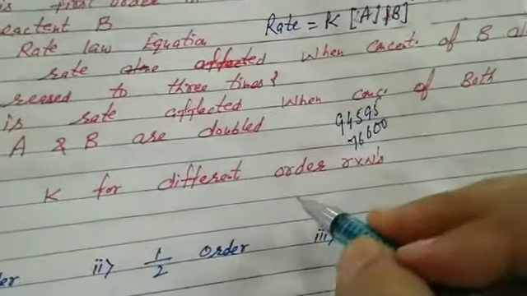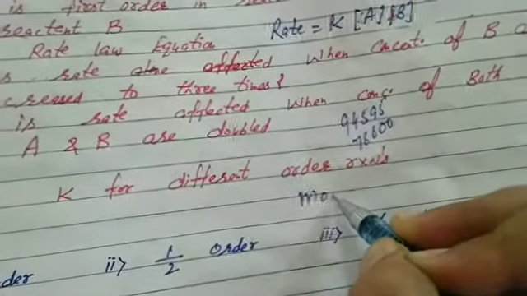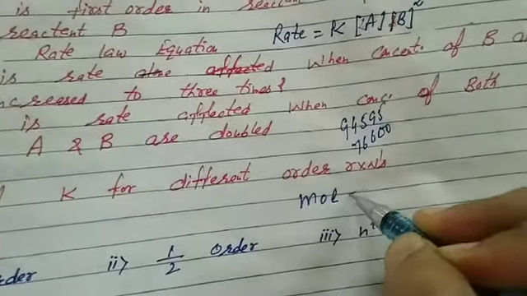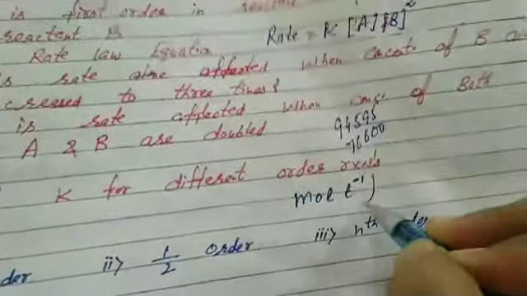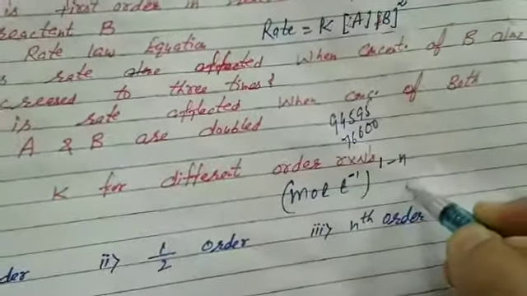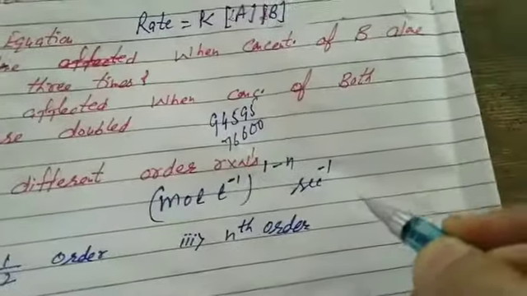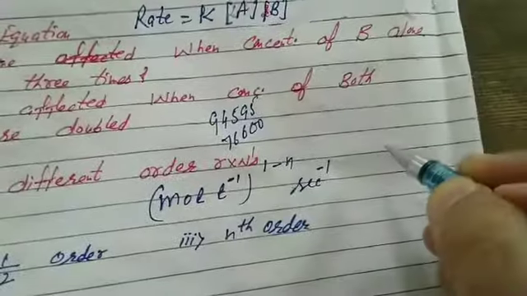Next, students, we have studied units of rate constant for different orders of reactions. I have told you the short trick which we apply to find units of rate constant for different orders of reaction: mole per liter to the power 1 minus n, second inverse. That's the short trick to find the units of k for different orders of reaction.